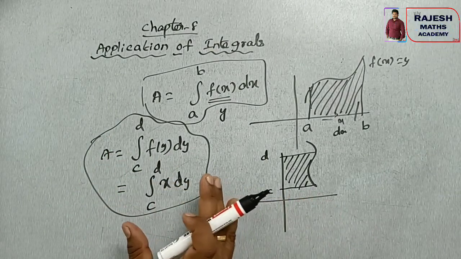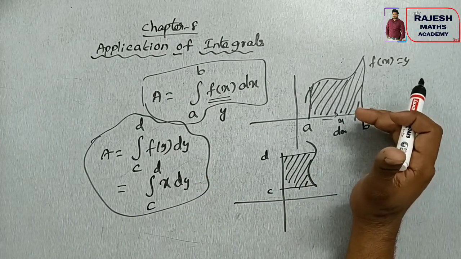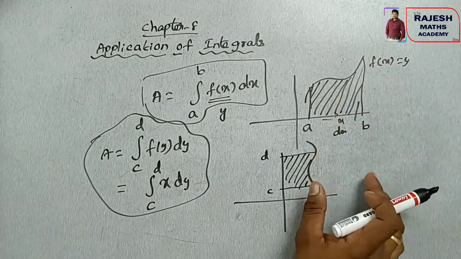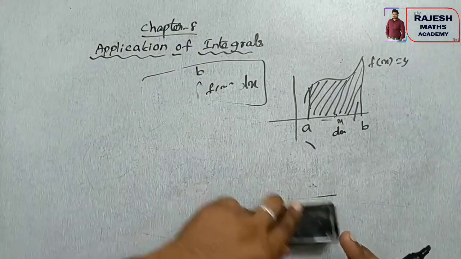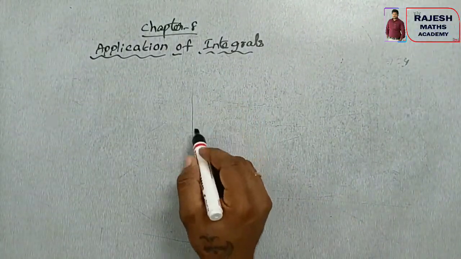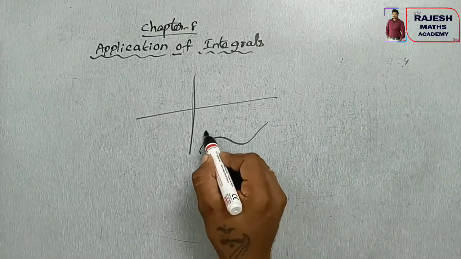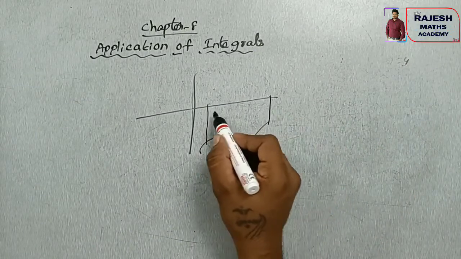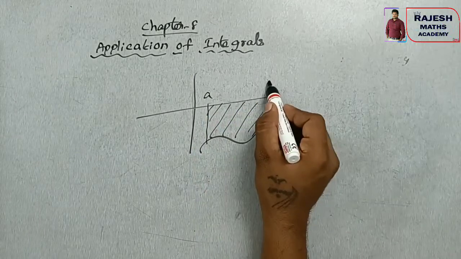Now suppose we may ask one more question. What about the area when the curve is below the x-axis? How do we calculate the area? For example, the curve is below the x-axis, we can take this curve. The curve is now below the x-axis, and this area will be calculated with the same formula, but we are going to make a small change.